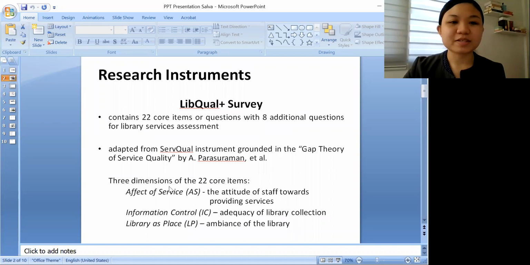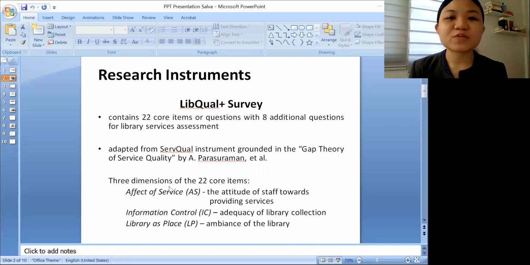Research instruments. The instrument used for data gathering is a standard questionnaire developed by Texas A&M University, supported by the Association of Research Libraries, or ARL in the USA, called LibQUAL+ Survey. The questionnaire contains 22 core items or questions. 8 additional questions were included at the end of the questionnaire to help assess and improve library services or the general customer satisfaction of the library services of NORSU.